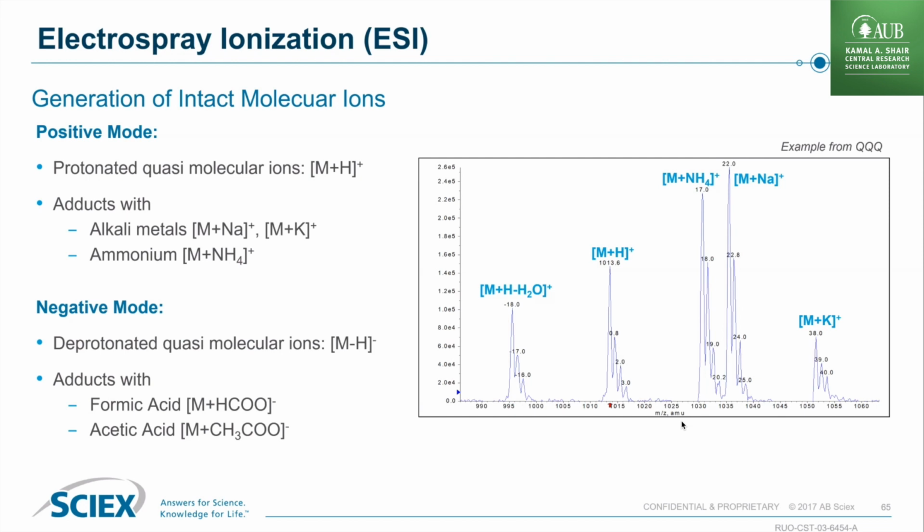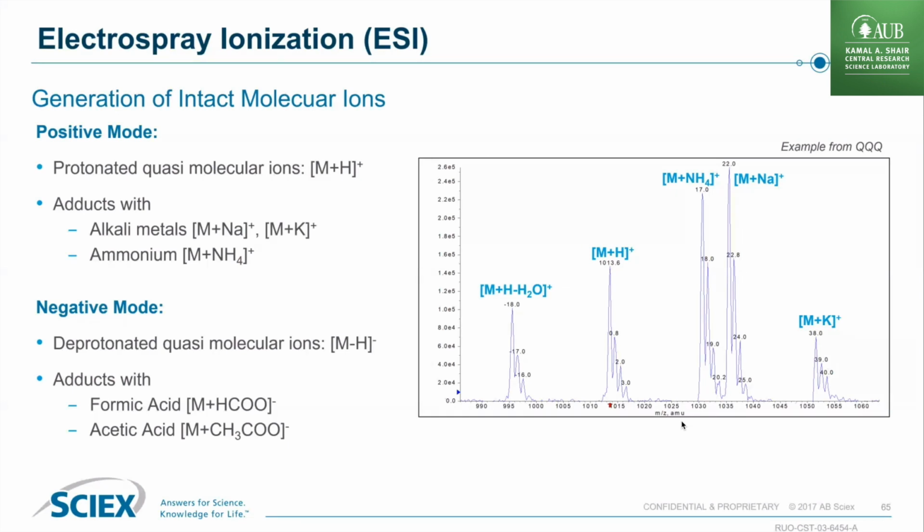You have this deprotonated quasi-molecular ion, M minus H minus. And then adducts can form in negative mode, which is a little bit strange because you're adding something that brings the negative charge. So you have M plus formic acid and M plus acetic acid, and then the acid adds the carboxyl group, which has the charge. So if we look at the mass spectrum there, you can see your M plus H is at 1013 marked.